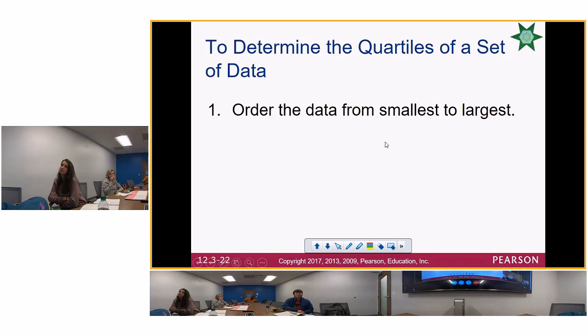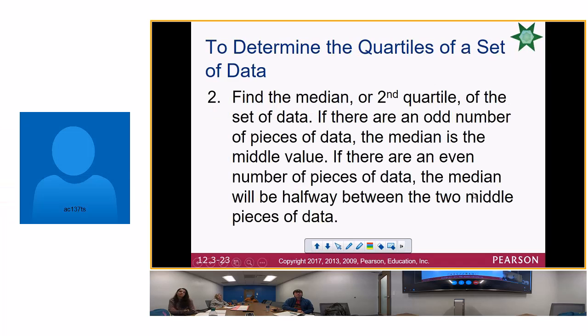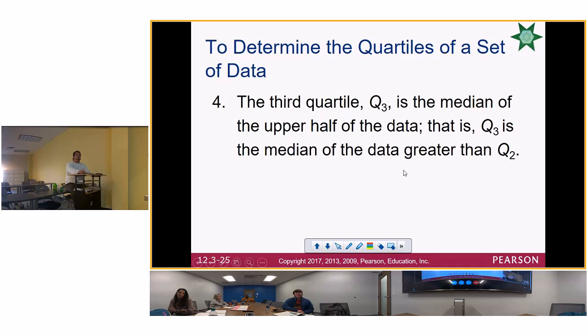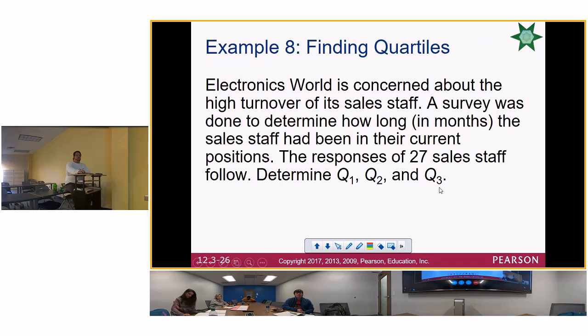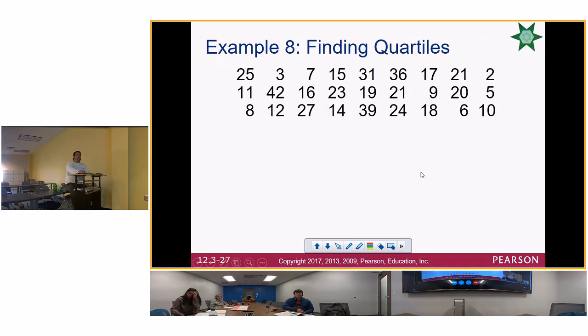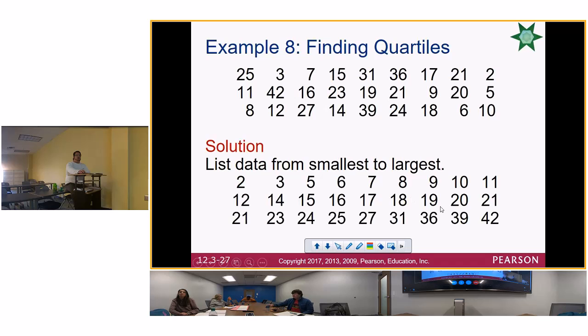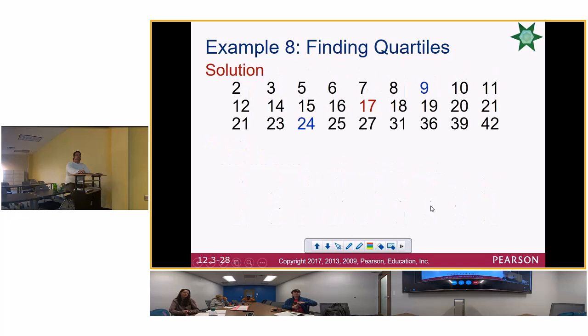Order from smallest to largest. Second quartile, and we're going to go through this in another example. They're probably going to give us an example. I've already gone through this. Okay, put that in order. Let's see if it puts it in order for us. There you go. All right, write down those.